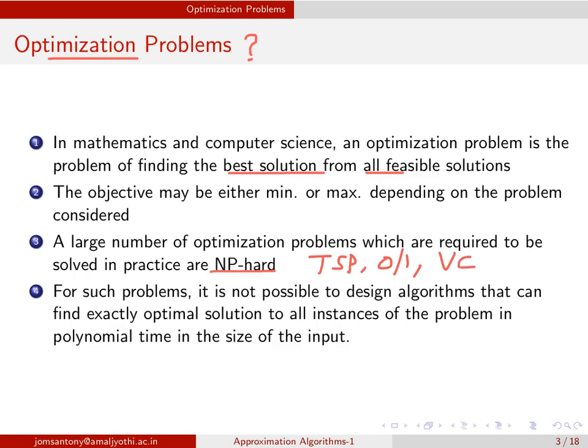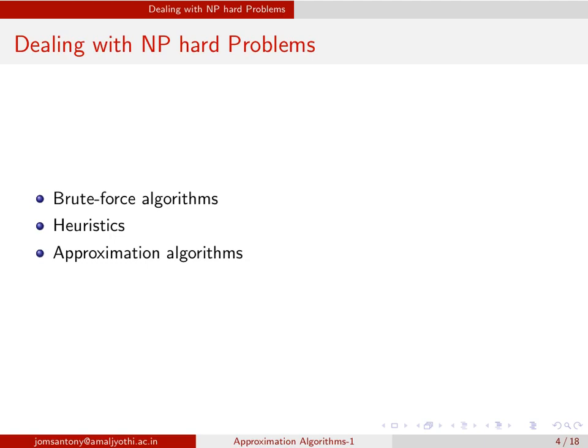It is practically impossible to design algorithms that can find the exact optimal solutions for all instances of the problem in polynomial time. So it is important to understand how we deal with such NP-hard problems. It is also to be noted that an optimization problem can be either a minimization problem or a maximization problem. For example, TSP is a minimization problem, whereas the 01 knapsack problem is a maximization problem. In TSP, we want to minimize the cost of the route, and in the 01 knapsack problem, we want to maximize the profit.